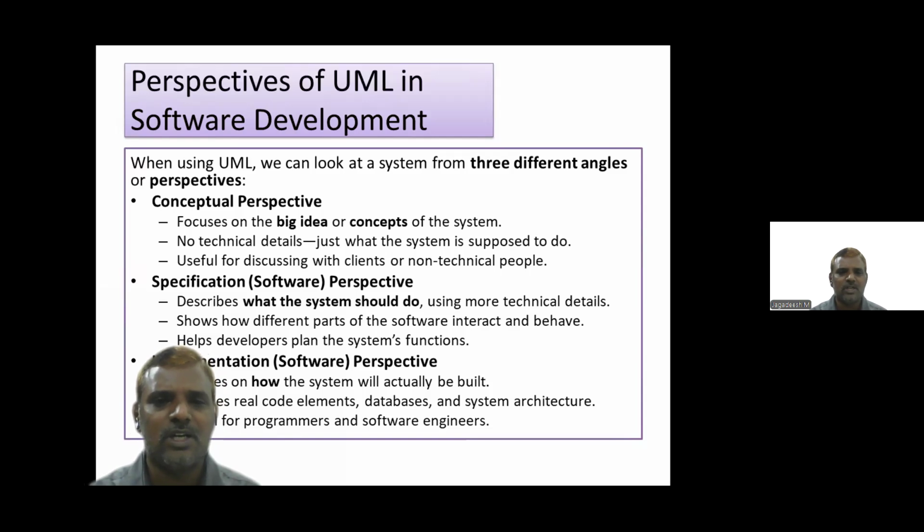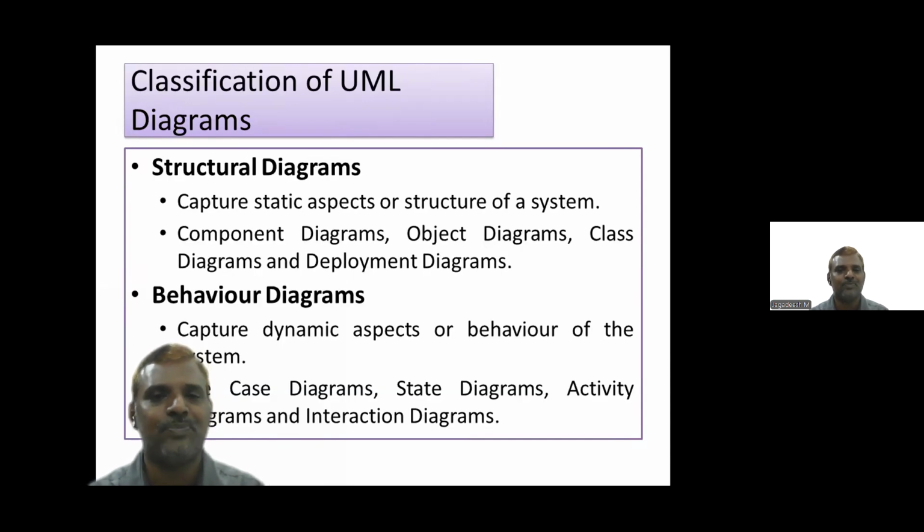The third perspective is called the implementation perspective. Here, it will focus on how the system will actually be built, and how it can be deployed. Those things we will discuss in this perspective. How the real code can be implemented, how a database can be incorporated, what the final system architecture may be, and how it can be useful for programmers, software designers and engineers. All those things you can find in the last perspective. So these are the three perspectives in which you can visualize your UML diagrams. One is conceptual, the second is specification, and the third is implementation.